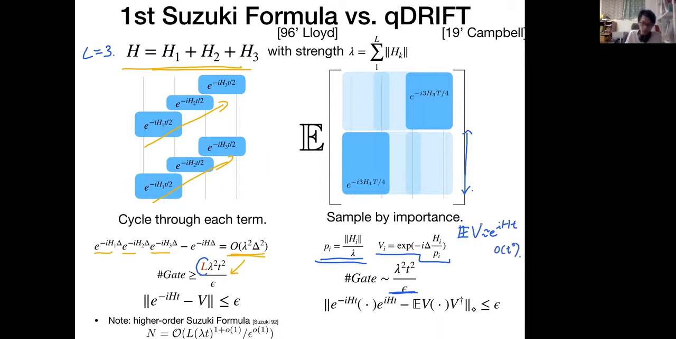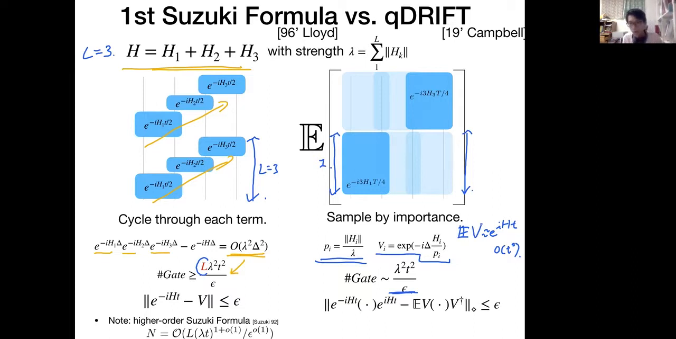Right, so you see that these two methods cancel out the first order term using different methods, and on the left you pay a price of this L dependence. You have to cycle through all of them in one sentence. However, in qDRIFT, it only takes one term. So that's really the origin of this L independence.